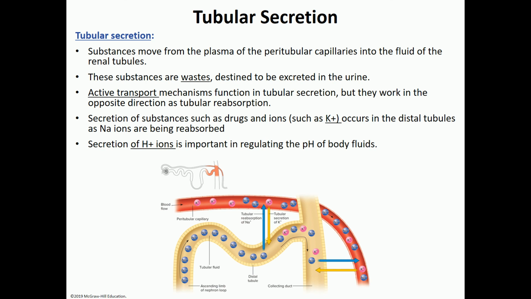Now, tubular secretion, which again is the elimination of waste products from the capillaries to the interstitial fluid to the tubules, occurs through active transport. So you can see here how there is the active transport of potassium in exchange for sodium in the distal tubules. Another thing that is secreted would be these hydrogen ions, and that obviously is important in order to maintain a proper pH of the body fluids.